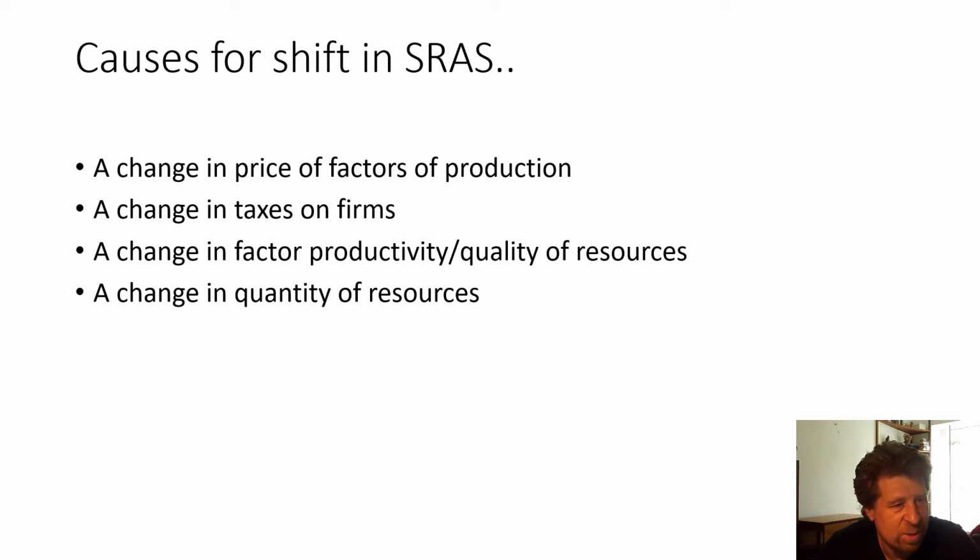Or a change in factor productivity, maybe a new generation of robots can take over from workers and increase production. A change in quantity of resources, not just quality of resources, but quantity. For example, you've got lots of immigrants. At the moment, immigrants come to Italy and they do a lot of fruit picking, and that maybe will increase the supply of fruit and vegetables.